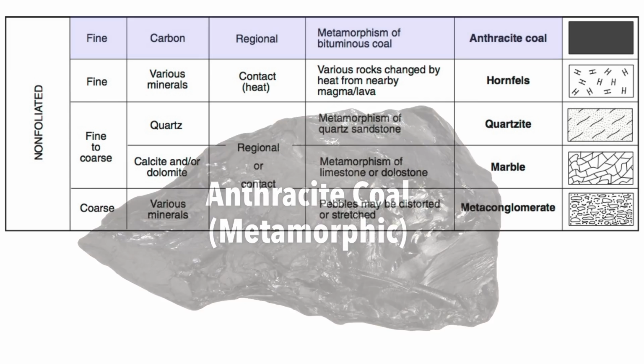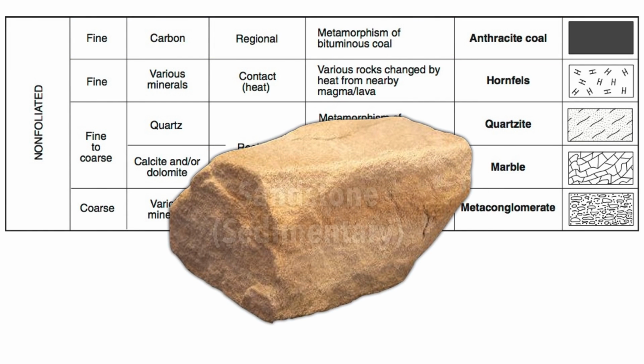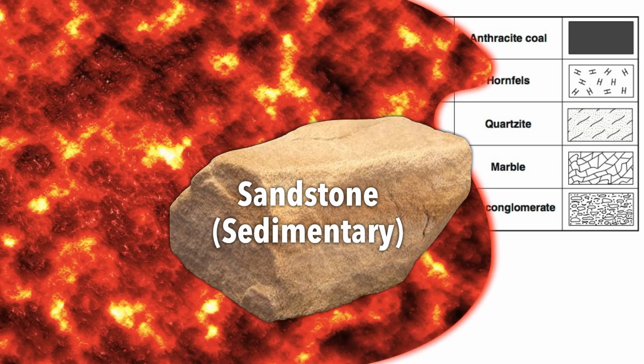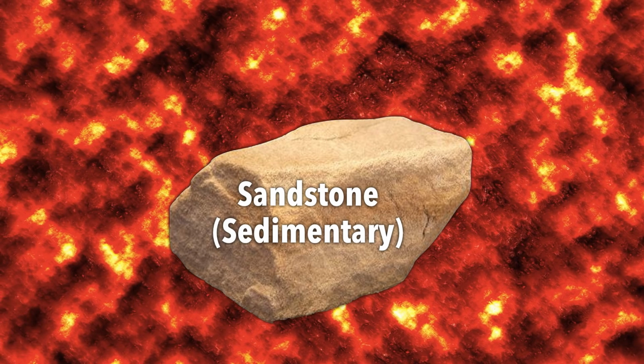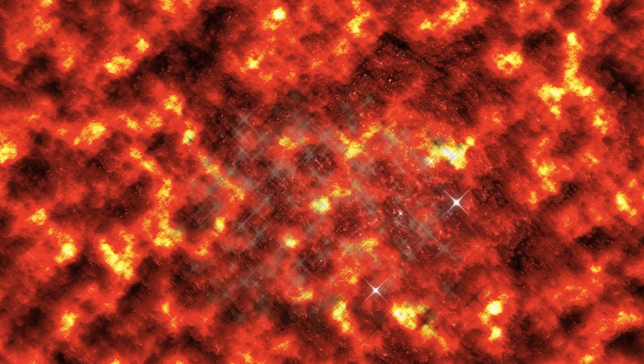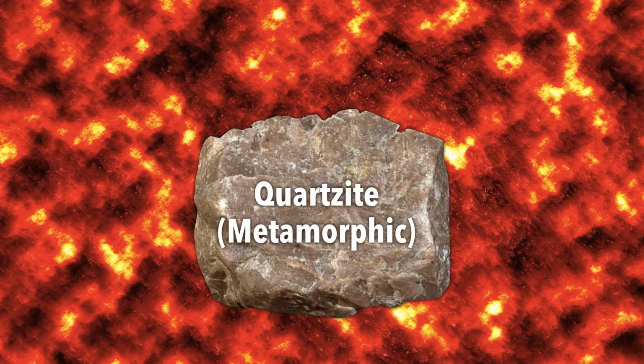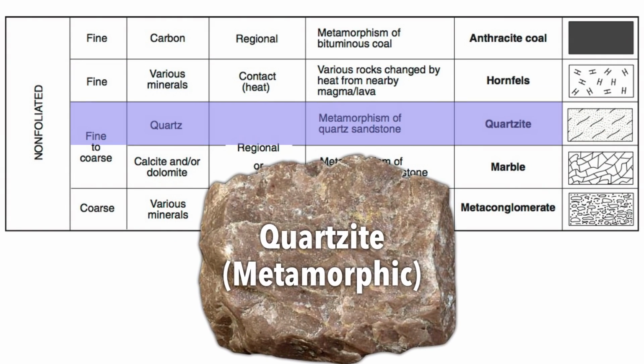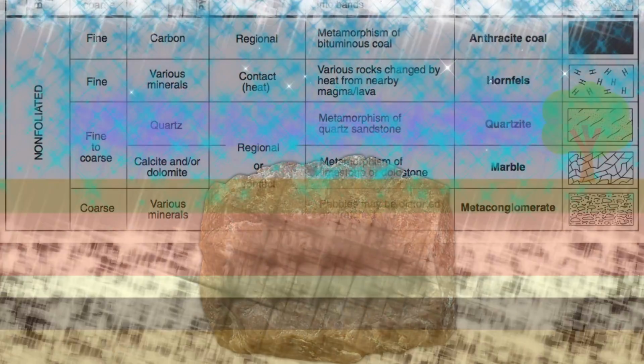This same idea can actually happen to other rocks, like this sedimentary rock, sandstone, which we mentioned earlier. Now, if you add intense pressure and heat to that, or if it comes into contact with magma, then it will be affected by that heat and it will metamorphose into a rock known as quartzite. And you can see that right here on the chart. Notice it actually says metamorphism of quartz sandstone.